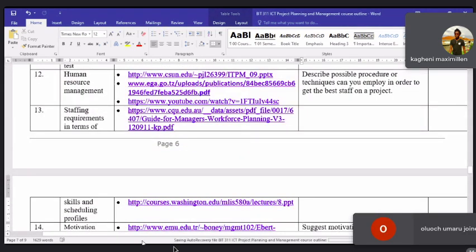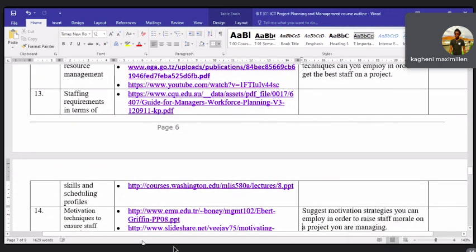We shall look at also staffing requirements in terms of skills and scheduling profile. So, staffing requirements, yes, we know deploying the human resource has to be done in an organized way. The procedure for recruitment and the quality of staff you deploy on the project matter a lot. Competences.